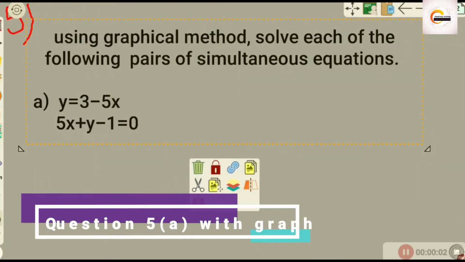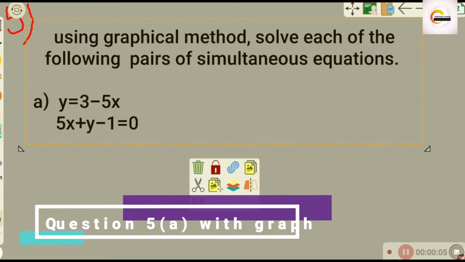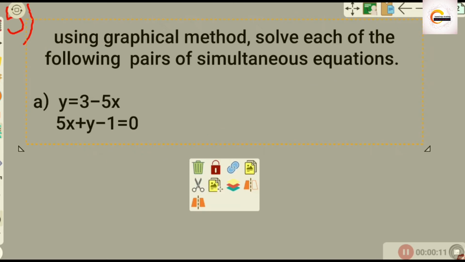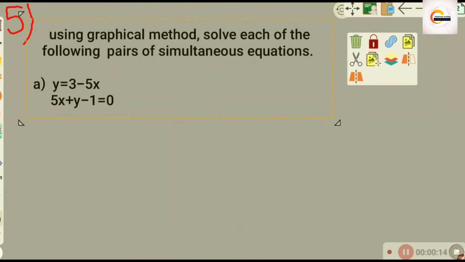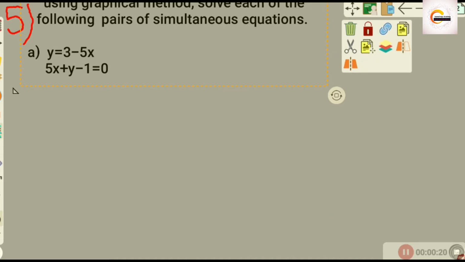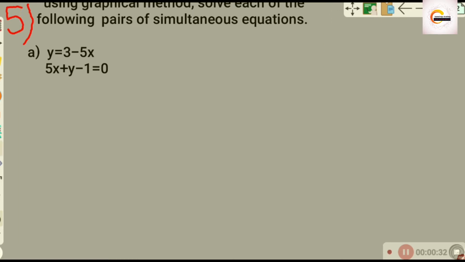Okay, so question number 5, part A: using the graphical method, solve each of the following pairs of simultaneous equations. The two equations are given. y = 3 - 5x, and the other equation is 5x + y - 1 = 0. Very simple.